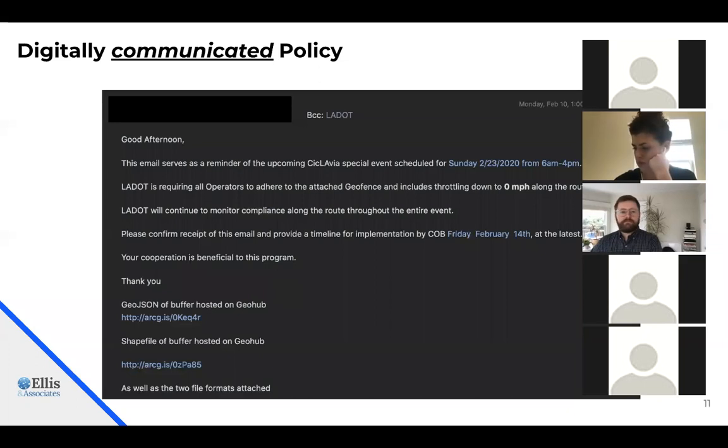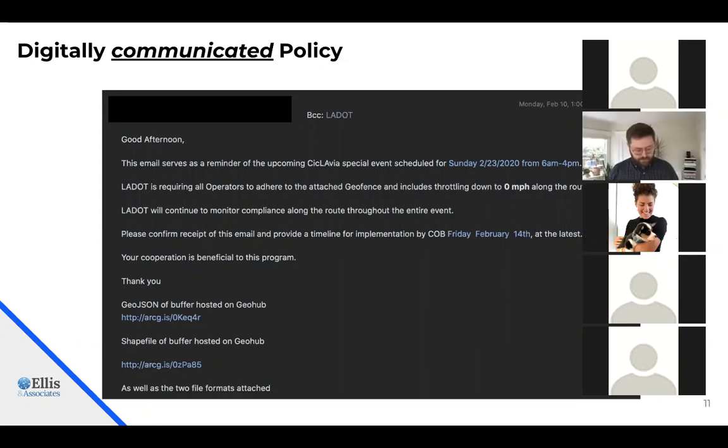I also want to talk about what the difference is, because I know we throw around this word digital a lot as well, in addition to policy. So I want to make sure we're clear about what this is. I will distinguish it by saying that there's a difference between digitally communicated policy and digitally expressed policy. Digitally communicated policy is what you would see here.